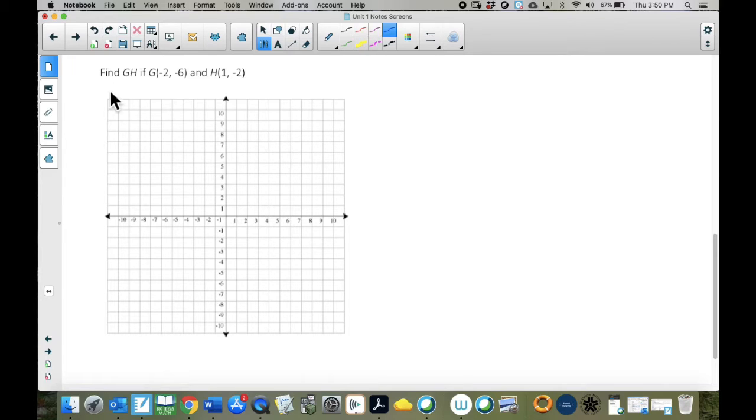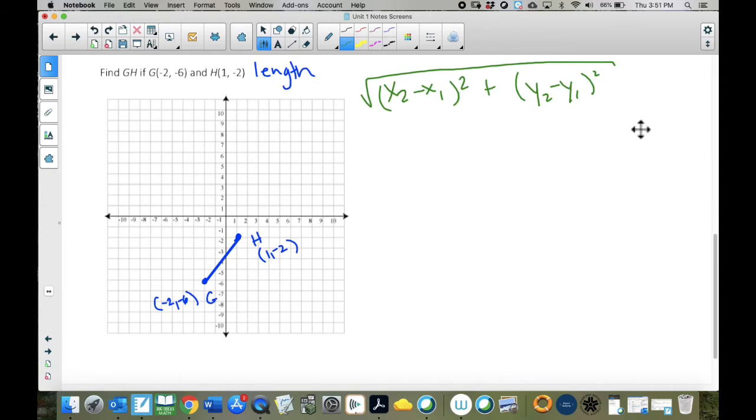The next one says to find GH. Remember, when it doesn't have a bar or anything over it, that means we're supposed to find the length. So let's take a second to graph these points, connect our points, and then we're going to find out how long is the line. Okay, so once again I've graphed it. So here's my segment. I'm supposed to find the length. I'm going to rewrite my formula here because it's way up there where you can't see it. So here's my distance formula.